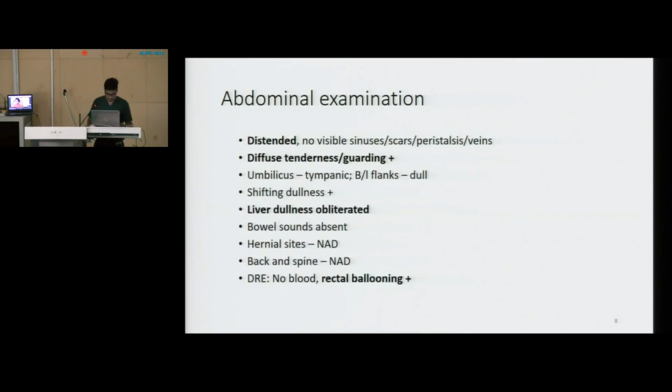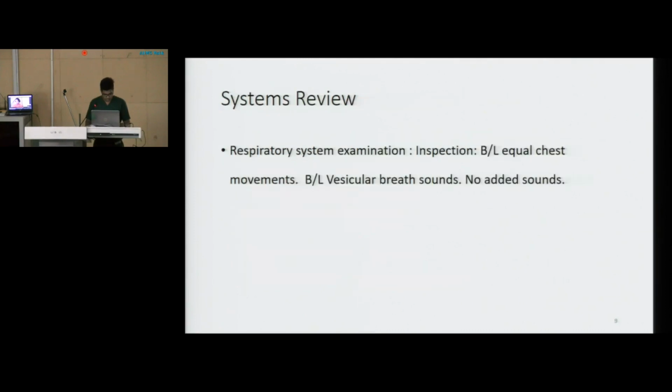On abdominal examination, apart from the abdominal distension, there was nothing significant on inspection. On palpation, there was diffuse tenderness and guarding. On percussion, liver dullness was obliterated. On auscultation, the bowel sounds were absent. The rest of the examination was unremarkable. However, there was rectal ballooning on BRE, which is an ominous sign indicating that the acute abdomen was prolonged. Systems review was unremarkable.